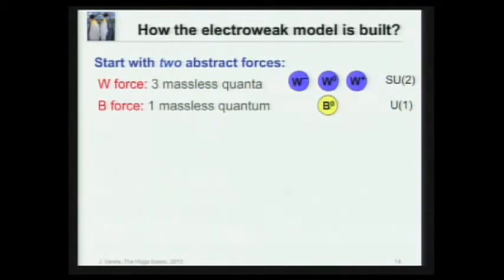One is mediated by three objects, W plus, W minus, and W zero. Then there is a B force with this massless quantum that's called here B zero. Now these objects are related among them, so they may be transformed one into the other, if you want, by the operations of this symmetry group. And this one remains invariant under operations of this other group, U1.